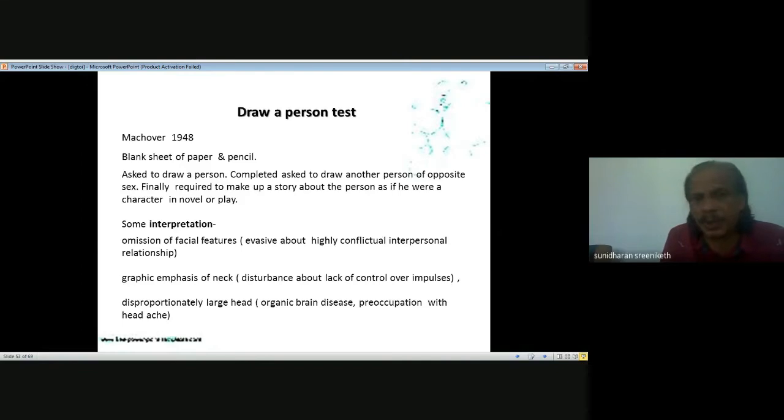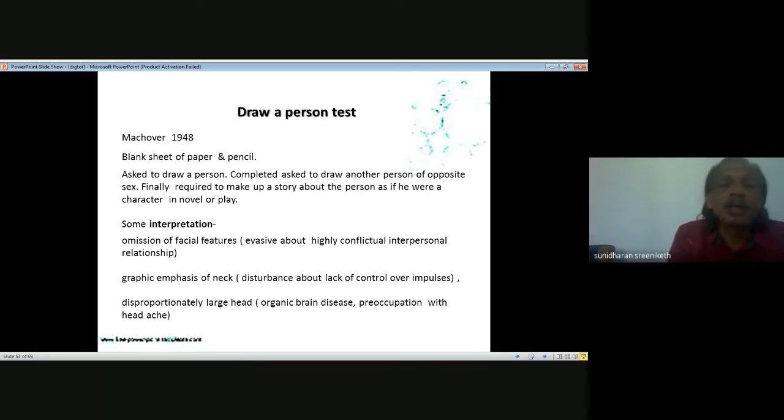Another interpretation in the draw a person test is graphic emphasis of the neck. Some children may emphasize the portion of the neck in the picture. It suggests disturbance about lack of control over impulses, or he may be a personality with some impulsive characteristics. If a child shows emphasis on drawing the neck, that is another interpretation for the qualitative analysis of this picture.